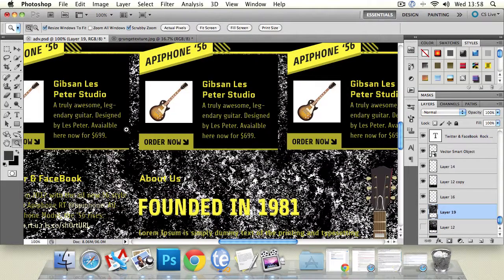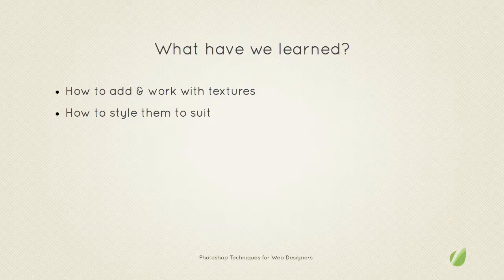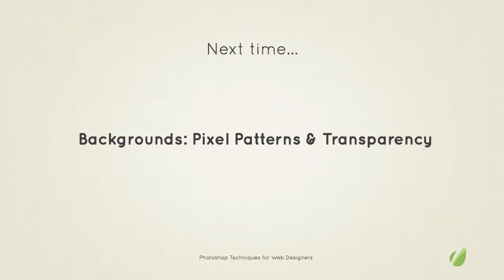So we've discussed in this lesson how we can use blending modes to add subtle textures, contrasty textures, and different styles to our background, and how we can also adjust those to suit the style of our design. And next time on Photoshop Techniques for Web Designers, we're going to cover page design and build backgrounds, pixel patterns and transparency.